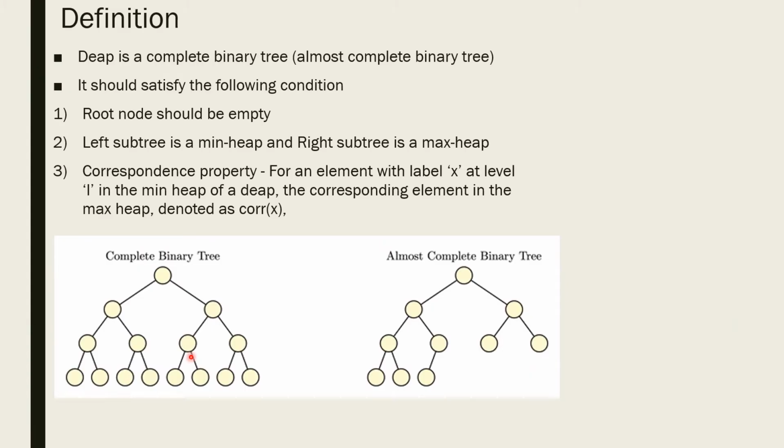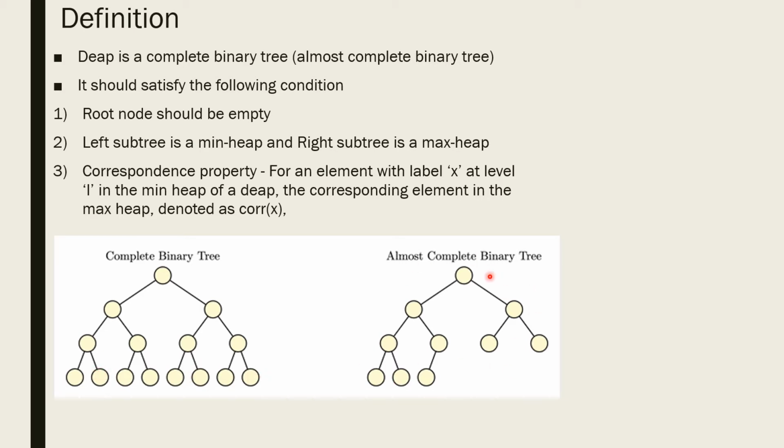Okay, now coming to the definition of a deap. What is a deap? A deap is actually a complete binary tree, or some even call it an almost complete binary tree. Now I'll tell you why. See, this is the figure of a complete binary tree. It's called complete because all the nodes are filled.